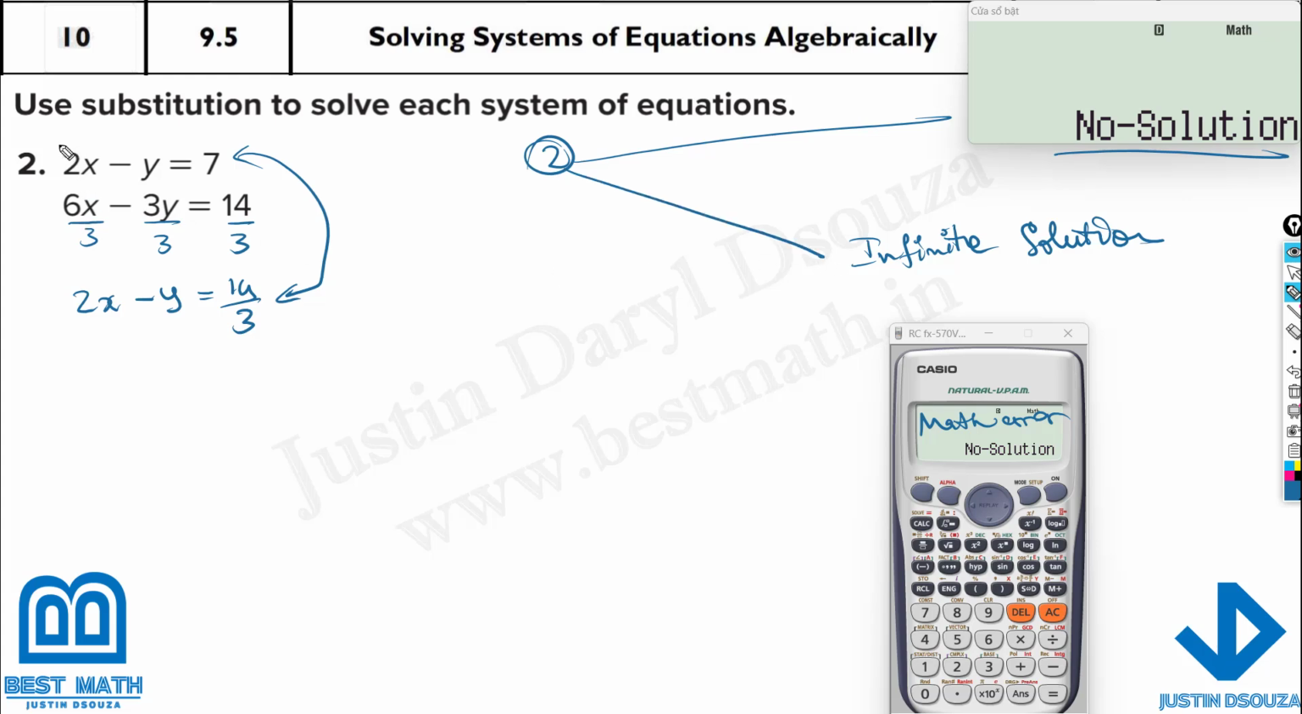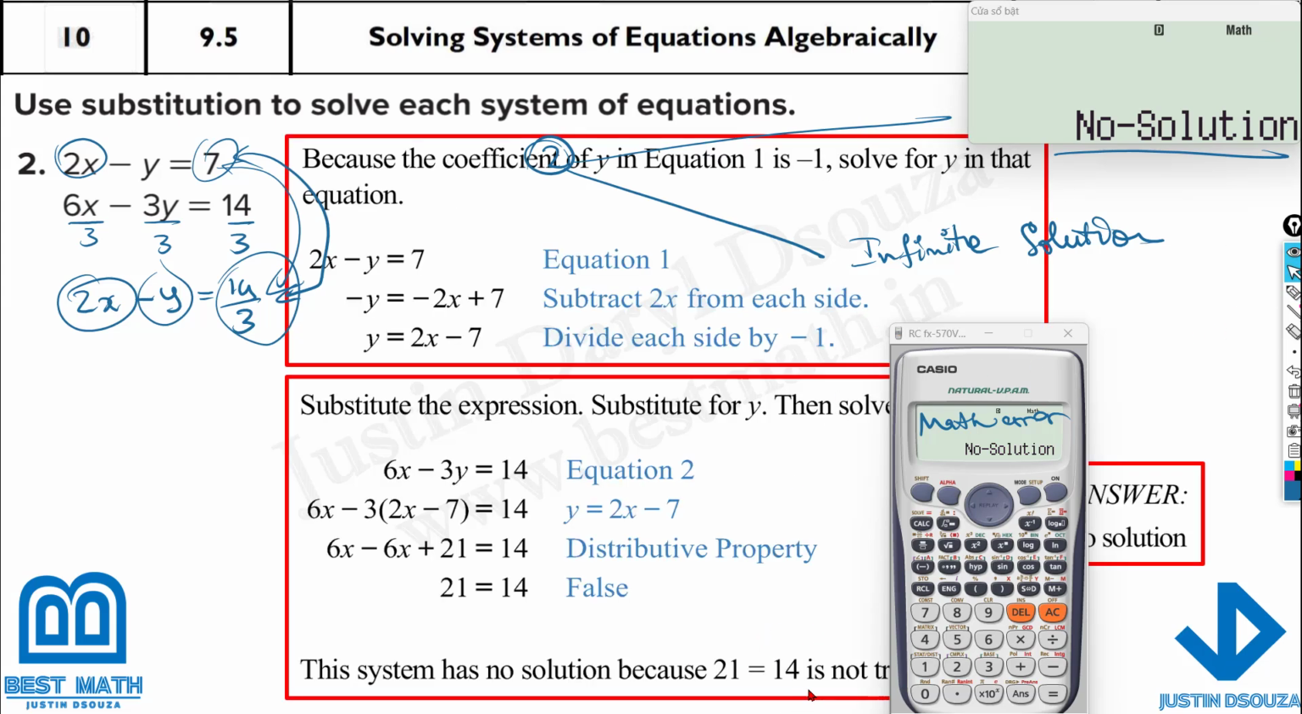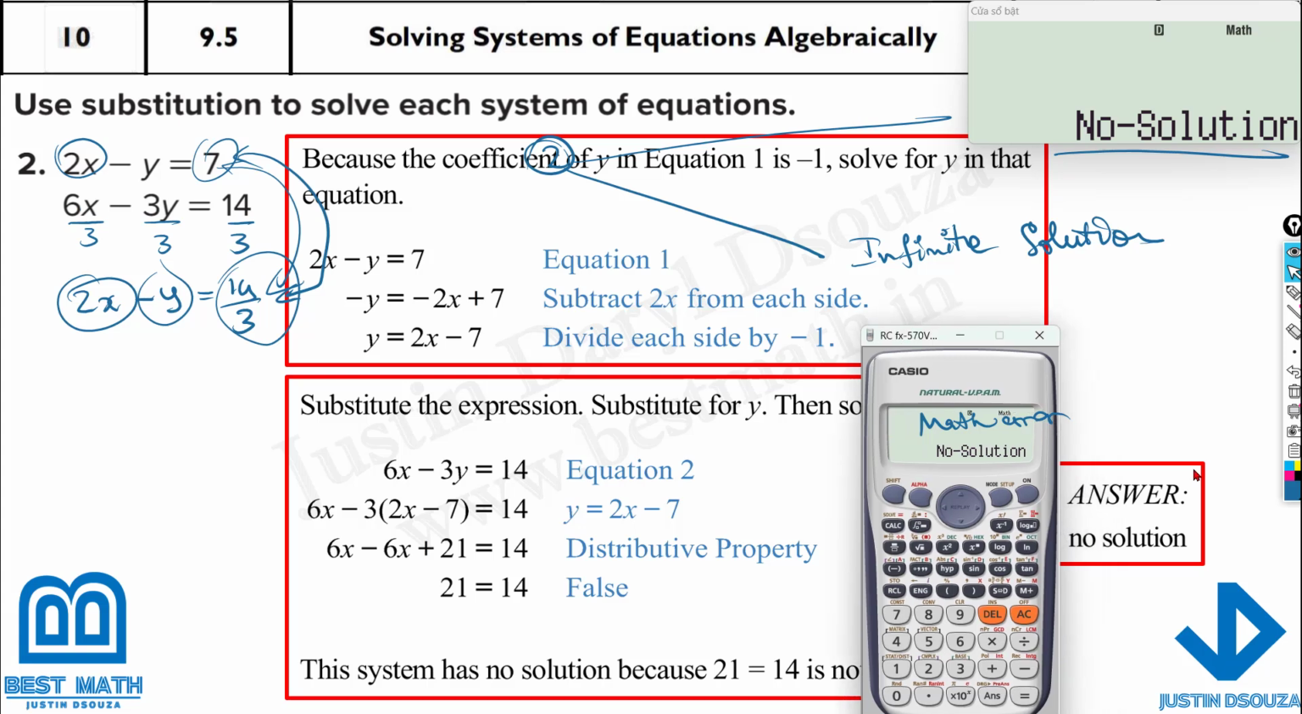Just divide, look at this coefficient and try to get the other equation the same as this. Just solve it up. If they both are the same, then it is infinite solutions. But if it is not the same, just over here we can see there are different values. 7 and 14 by 3 is not the same. All the terms must be equal, but they are not. So we call it no solution. It's not true. When you solve it up, 21 is not equal to 14. As you can see, that's the answer.